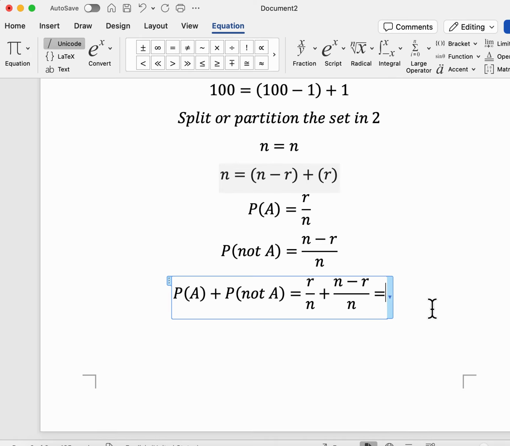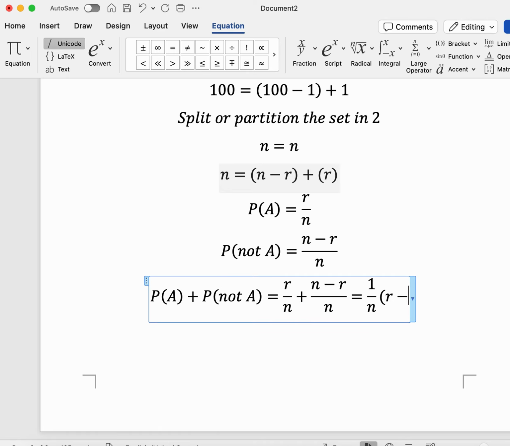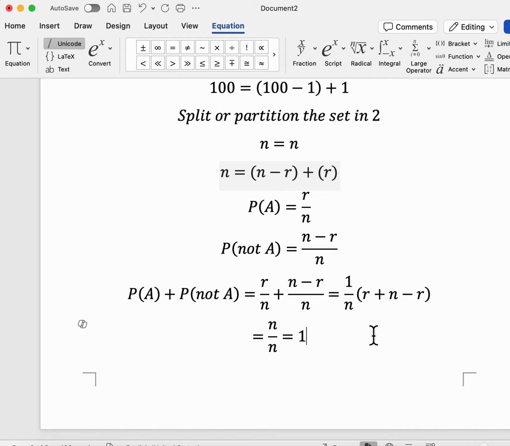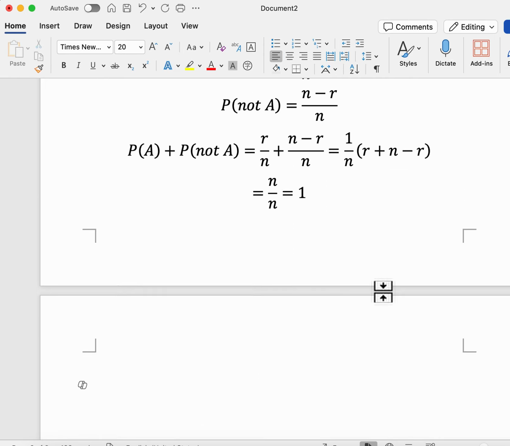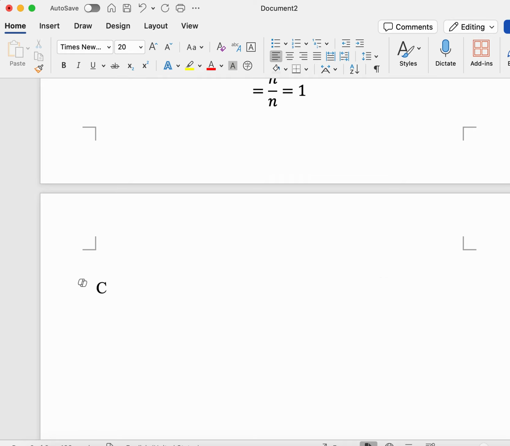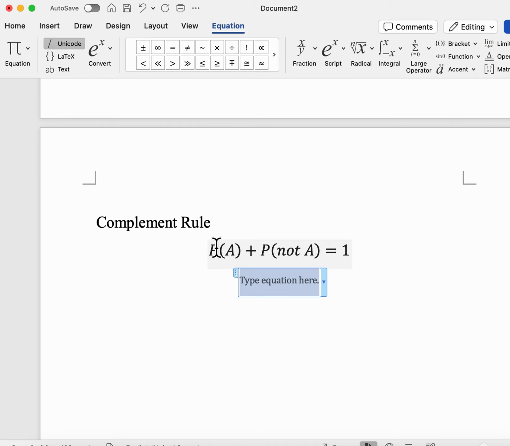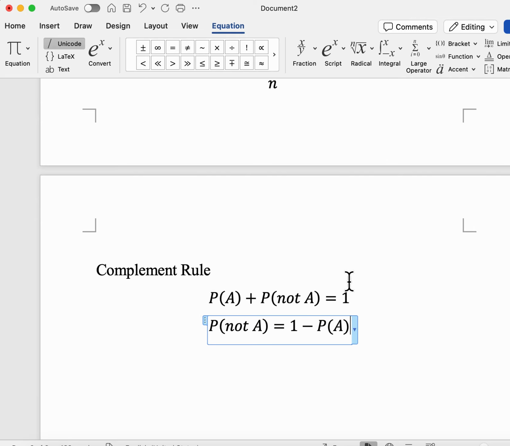We can combine these into a like denominator. I get 1 over n, r plus n minus r. The r's cancel out because they form a 0 pair, but now I get n over n, which cancels itself out, and I just get 1. So boom, there's one of our key rules in probability, the complement rule. P of A plus P of not A equals 1. And I can solve for P of not A algebraically by subtracting P of A on both sides. So P of not A equals 1 minus P of A. And that's it.